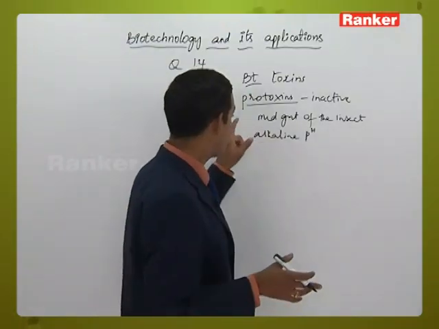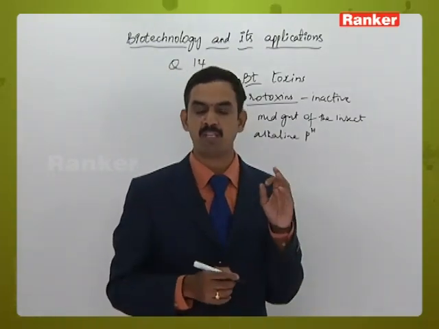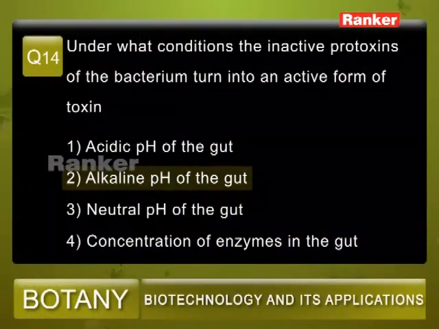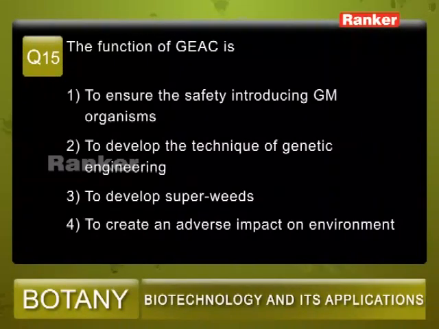So at which pH are they becoming active? At alkaline pH, which is present in the gut. So question number 14, the correct answer is 2. Question number 15, the function of GEAC is, options: 1, to ensure the safety of introducing GM organisms, 2, to develop the technique of genetic engineering, 3, to develop super weeds, 4, to create an adverse impact on the environment.